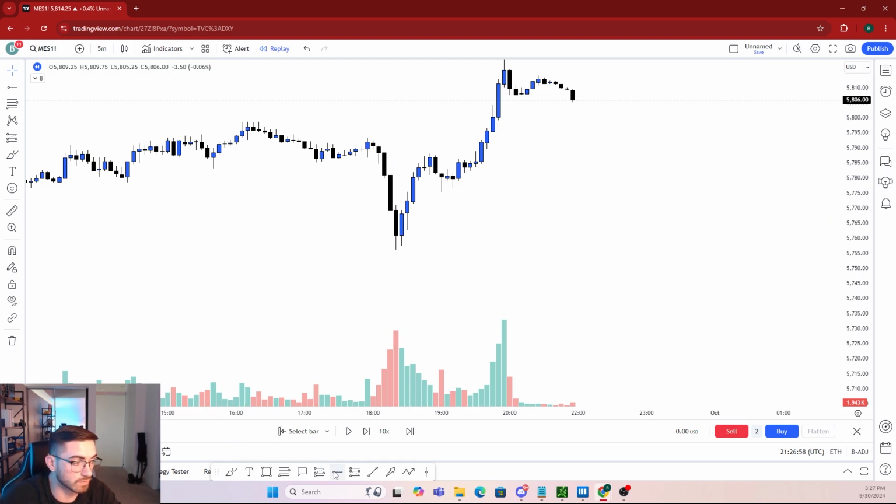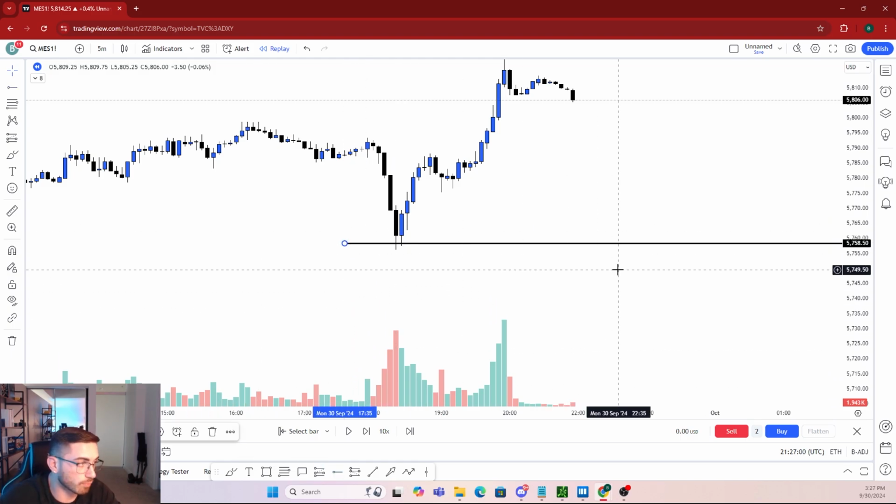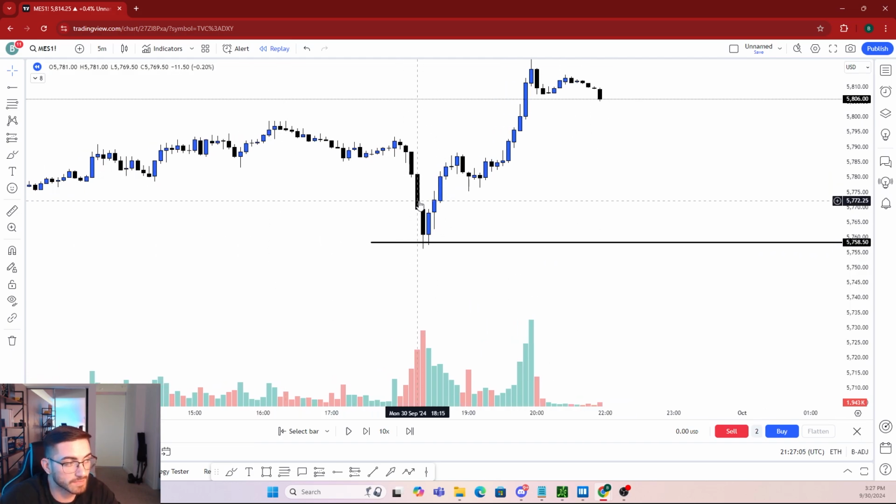Reason being, again, we can use this example right here. Say we have support right here at 57.58 on the MES futures. Price comes down, it hits it. We're about 2.5 minutes into the candle. We're like, well, this looks pretty bullish. Let's go ahead and get a buy. There's still 2.5 minutes left in that candle before it closes.